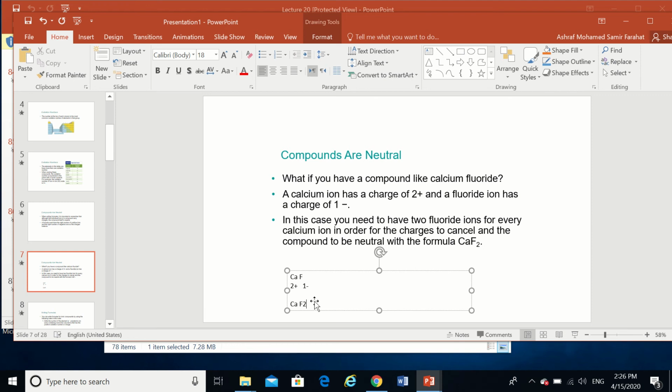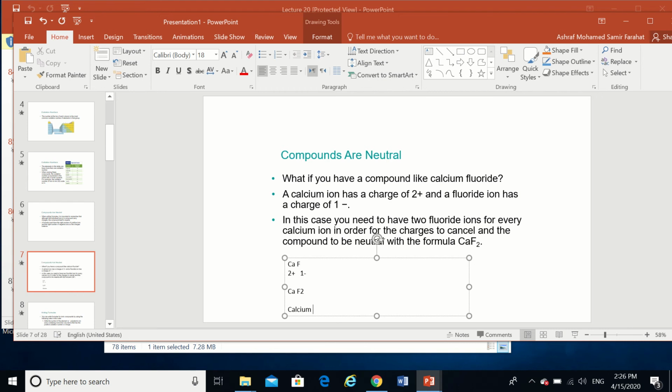What if I want to start with the CaF2 and I want to know the chemical name of the calcium fluoride? So in that case, I will start with CaF2 and I want to write this name. You need to say, okay, you have 2 elements. One of them is the calcium and the other one is the fluorine.